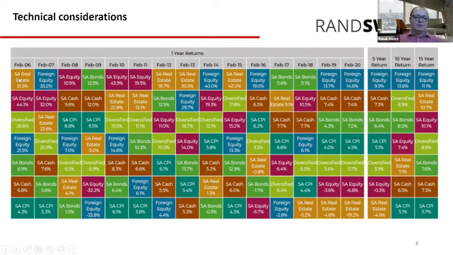Hopefully you can see my mouse here on the left hand side of the screen. Let's start with 2006 February. There are basically 5 sectors that they look at here. Firstly, real estate, then equity, foreign equity, SA bonds, SA cash. Okay, so those are the 5 sectors they look at. They throw in South African inflation just as a kind of a measure, just for you to gauge where it's lying at any given point in time.